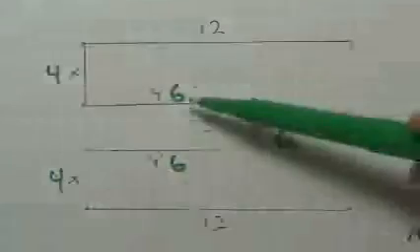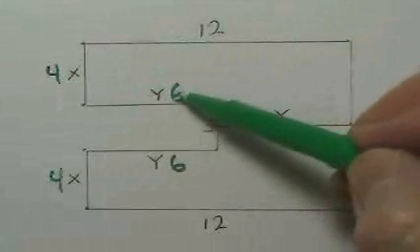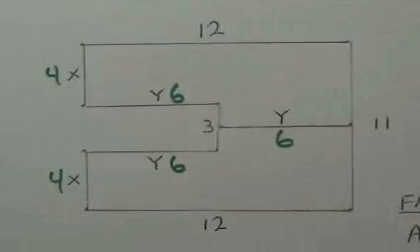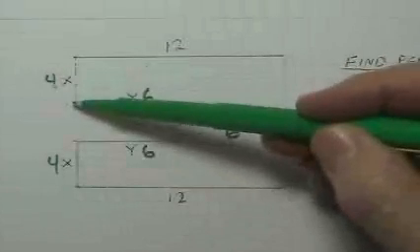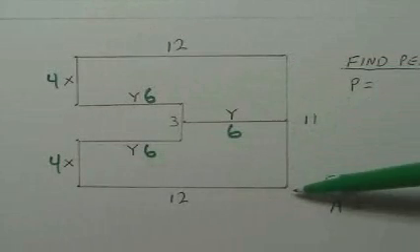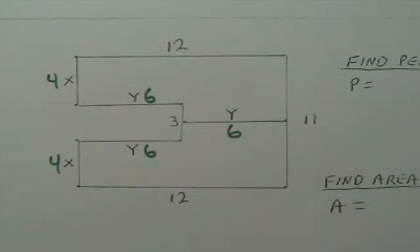So that's 4, 4. Now this is not 4x, this is just 4. And this is not y6, this is just 6. The length of y is 6. Again, hopefully this is clear. 4, 3, and 4 make up 11. And 6 and 6 make up 12.